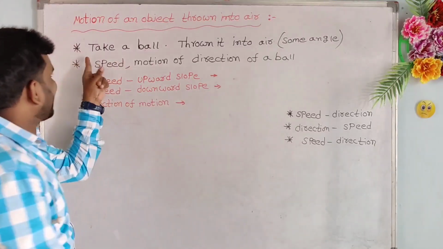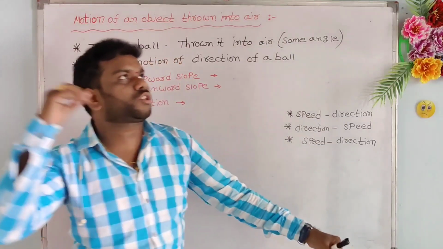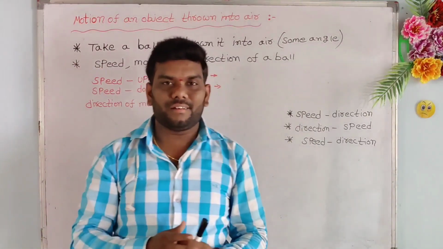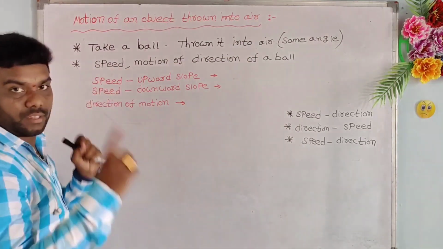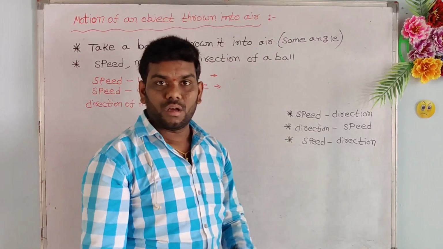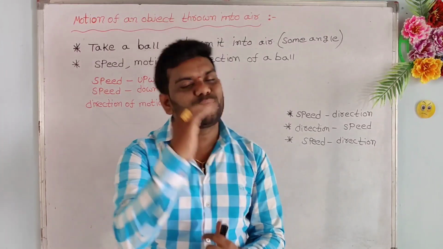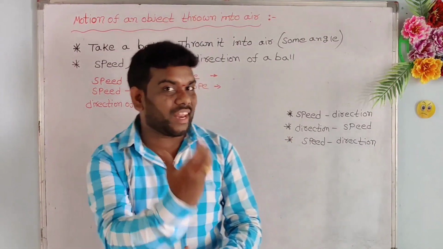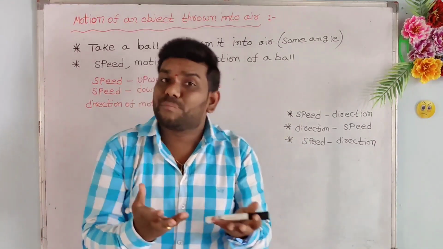Take a ball. Excellent. Throw it into air, making some angle. Some angle లో మీరు వేయండి. So let us observe the speed of the ball and the direction of motion of the ball. ఆ బాల్ యొక్క స్పీడ్, ఆ బాల్ యొక్క డైరెక్షన్ అబ్జర్వ్ చేయండి.